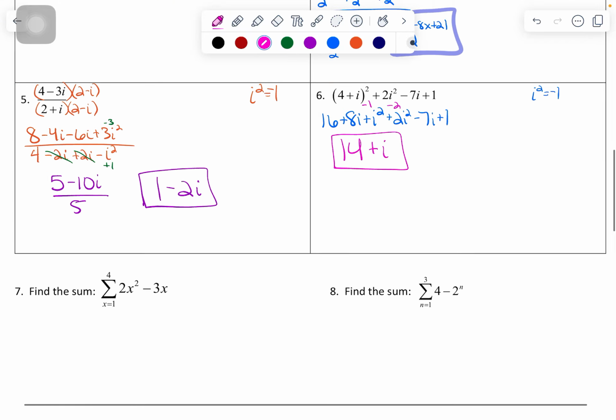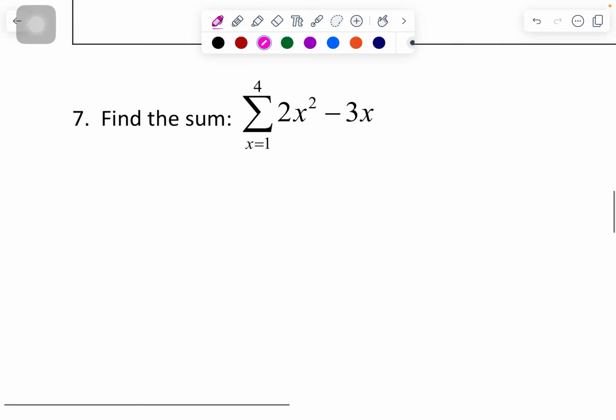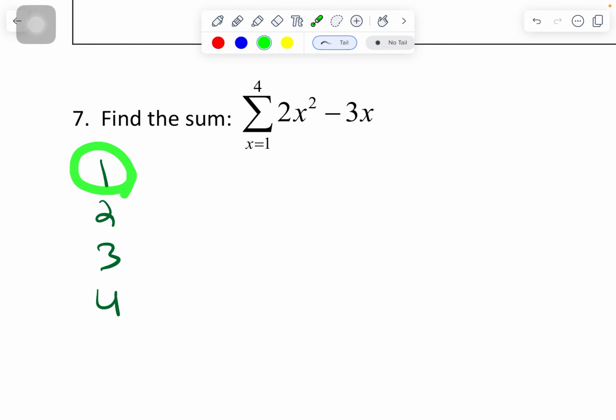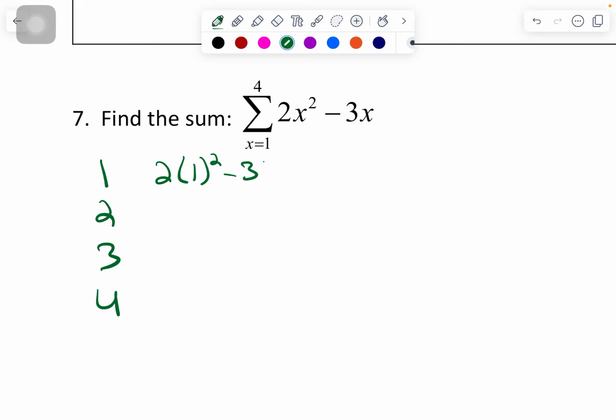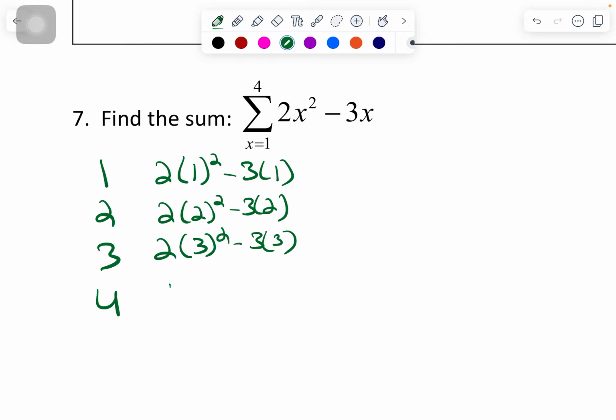All right, rolling on here. It says to find the sum. So we've got to do 1, 2, 3, and 4. That's your start, that's your end. For each one of these, I'm going to replace x with whatever x is equal to. So 2 times 1 squared minus 3 times 1, 2 times 2 squared minus 3 times 2, 2 times 3 squared minus 3 times 3, and 2 times 4 squared minus 3 times 4.